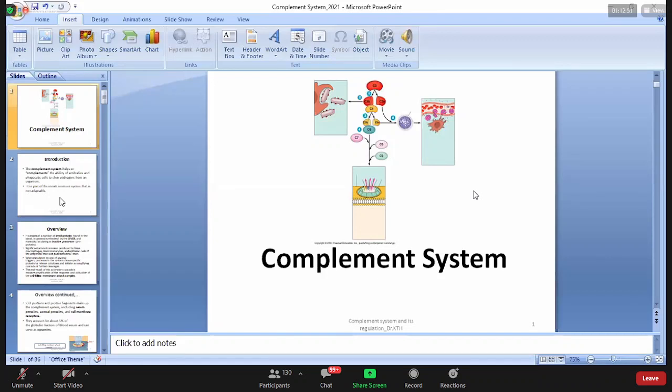So the first time you get exposed to an organism, you will most likely utilize the alternate pathway or the mannose binding lectin if you have a mannose receptor in the pathogen. But the next time you get exposed to the same antigen, all pathways will be activated. Okay?